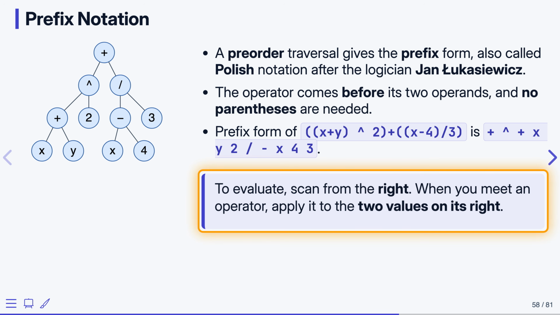To evaluate a prefix expression, scan from the right. Whenever you meet an operator, apply it to the 2 values sitting just to its right, and replace all 3 symbols by the answer. Let us run it.